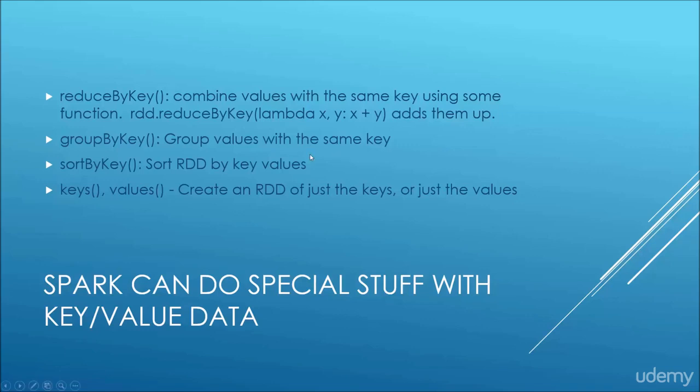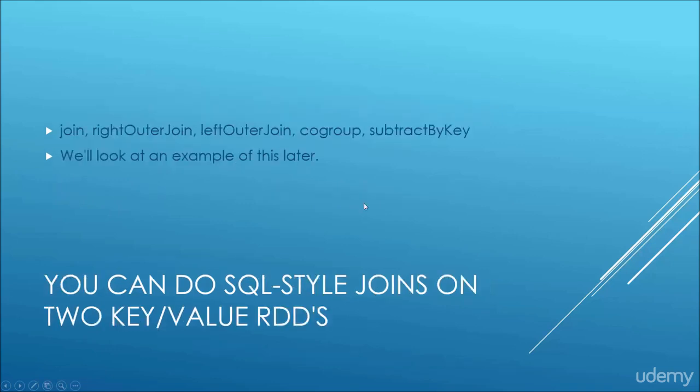You can call group by key, so if you don't actually want to combine them together quite yet, you can just get a list of all the values associated with each key using group by key. And you can also do sort by key, so if you want to sort your RDD by the key values, that makes it easy to do. And you can also split out the keys and the values into their own RDDs using keys and values. Don't see that too often, but it's good to know that it exists.